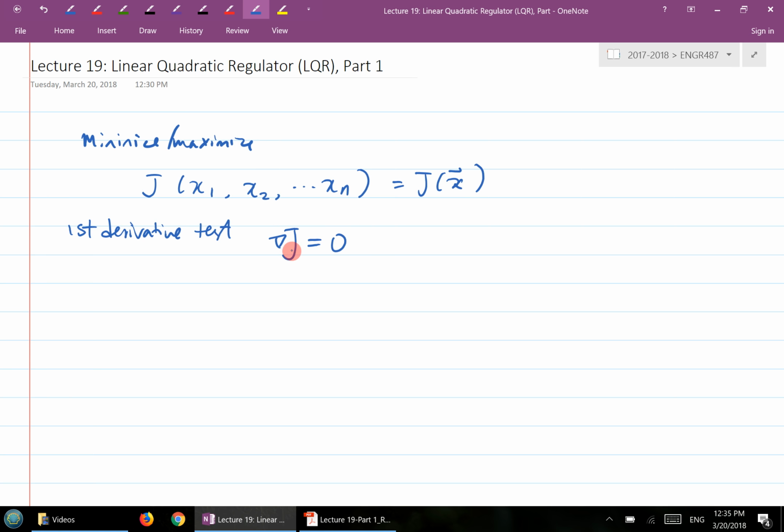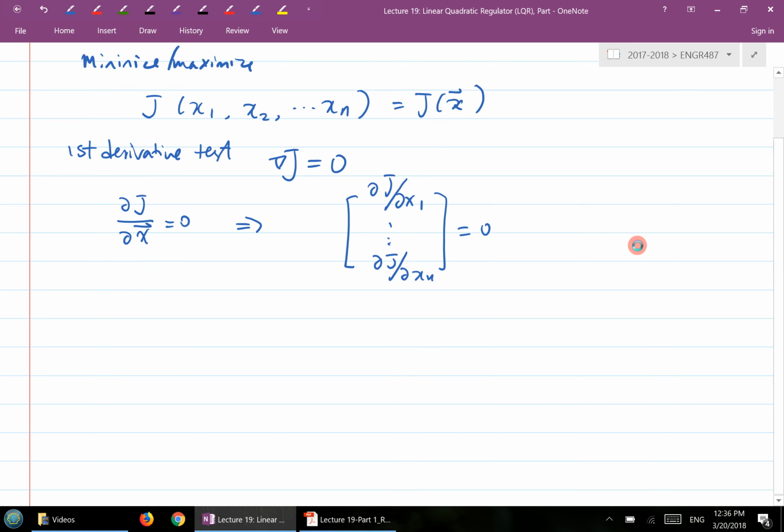Gradient equal to 0 basically means you're taking the partial of j over the partial of x vector, and setting this whole thing equal to 0. That is the partial of j over partial x1 through the partial of j over partial x n, equal to 0. That's basically what it means. That's your first derivative test.